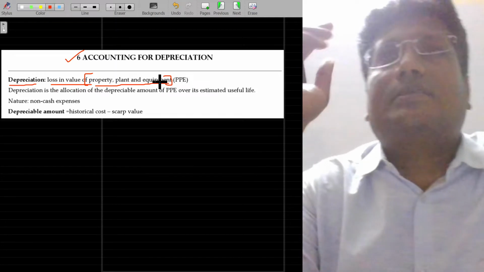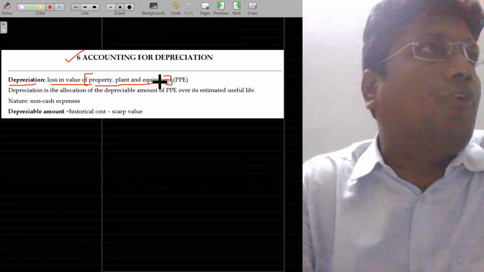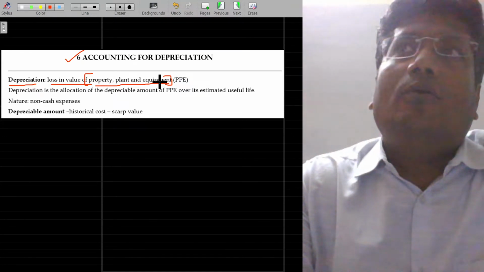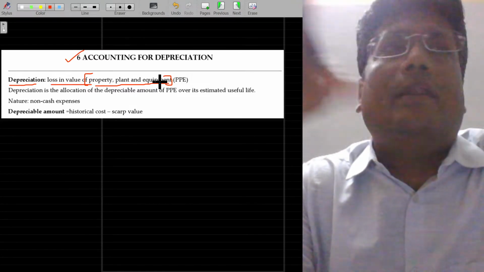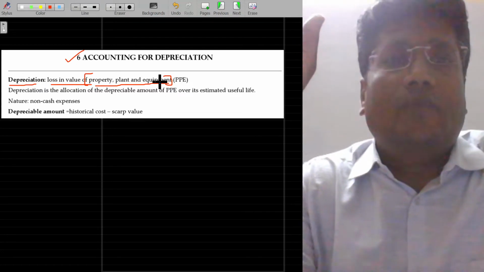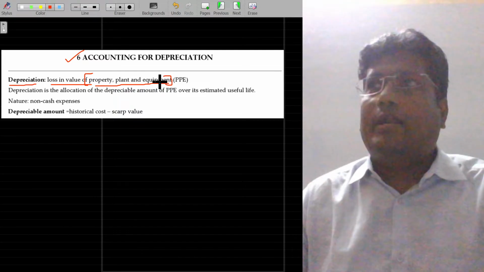Rather than calling that a fixed asset, it's better to call that property, plant, equipment, because as per AS number 10, we confine our assets into only these types: property, plant, and equipment only. Property deals with buildings, and plant you are aware about, right?